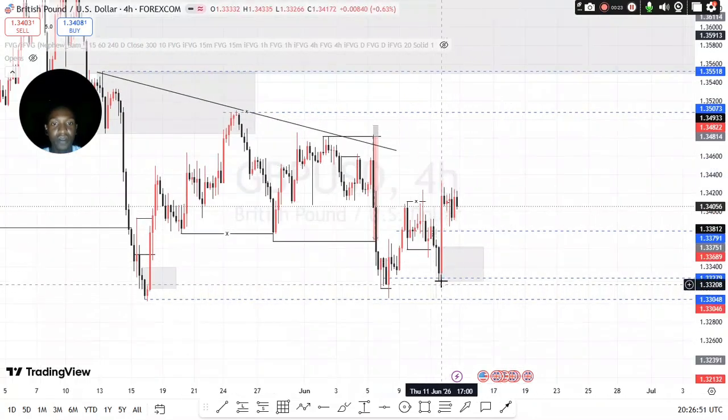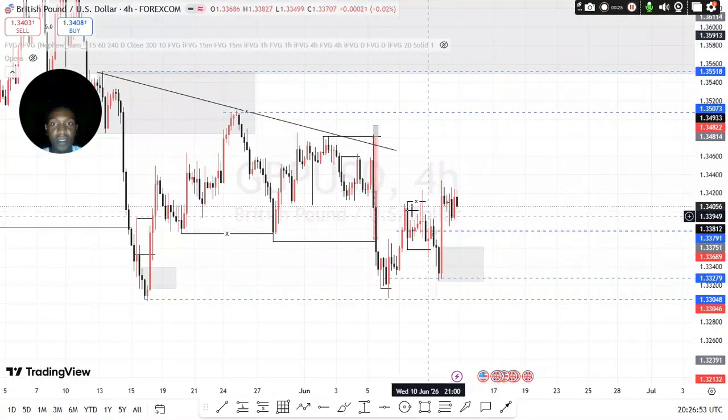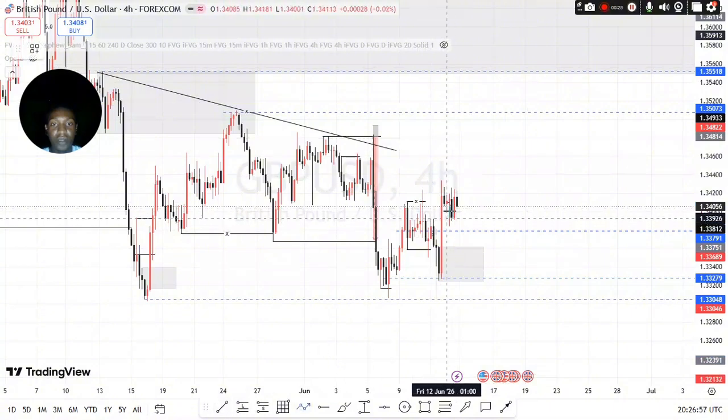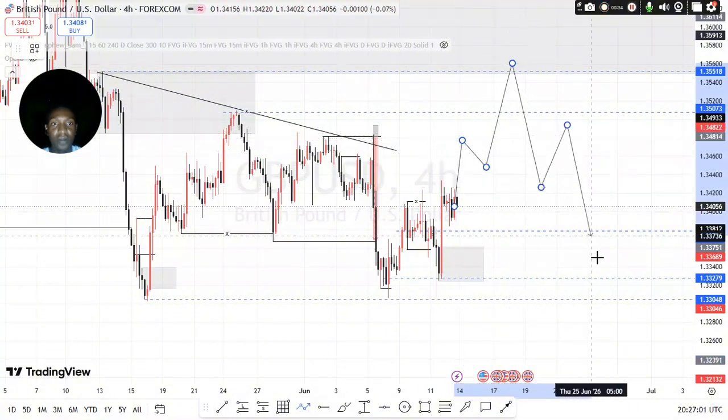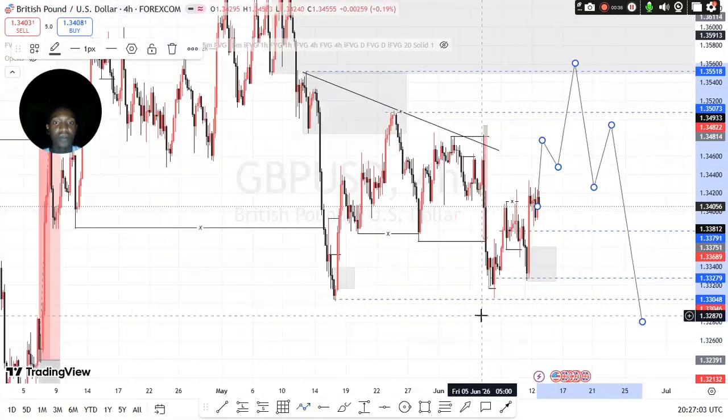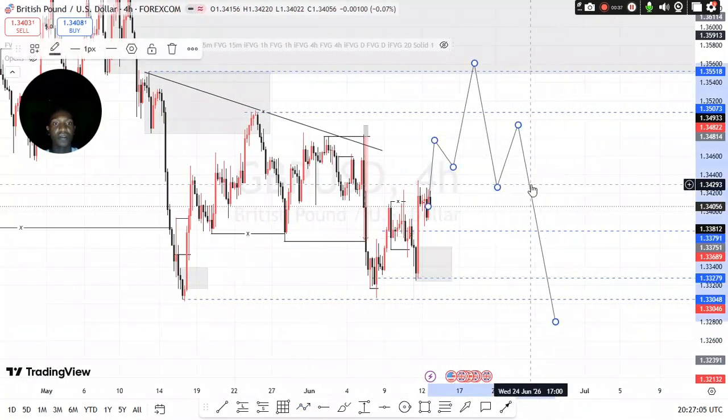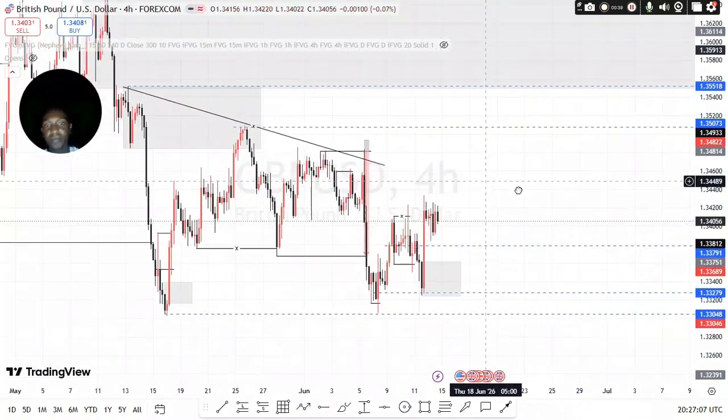And so after this news, I'm anticipating that price will still get up here, then sell, continue the sell move. Okay. So that is just the plan.